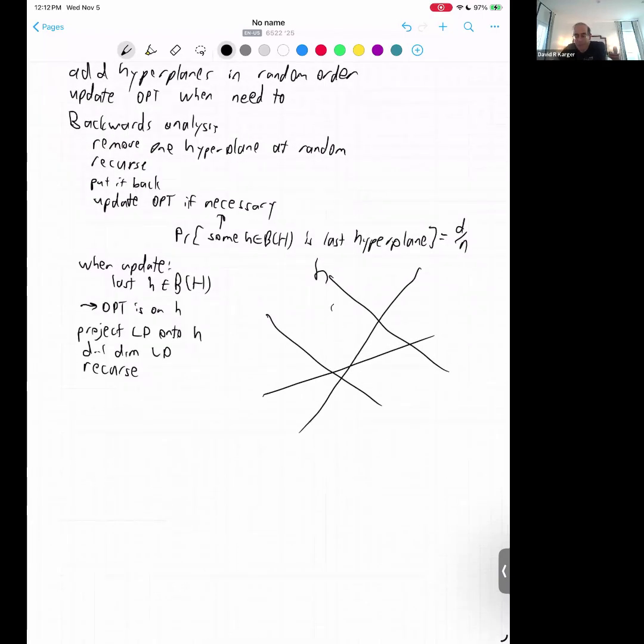Okay. So this gives us a beautiful recurrence. The time to solve a linear program of n constraints in d dimensions is at most the time to throw away one hyperplane and solve, plus the interesting term: with probability d over n, I'm going to have to do a recursion. And how much is that recursion going to cost me? Well, I'm going to have to do a bunch of projection work. And then I'm going to have to solve a d-1 dimensional linear program.